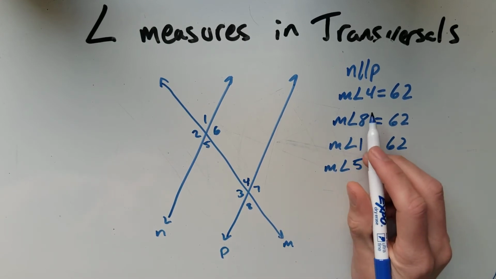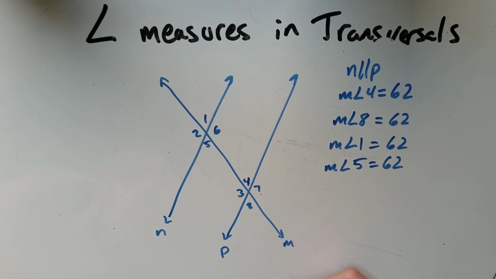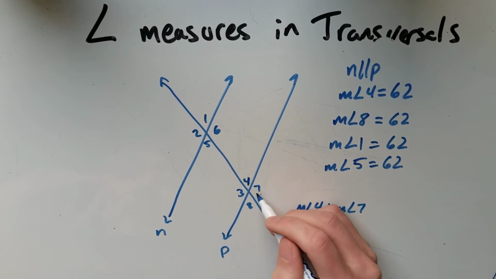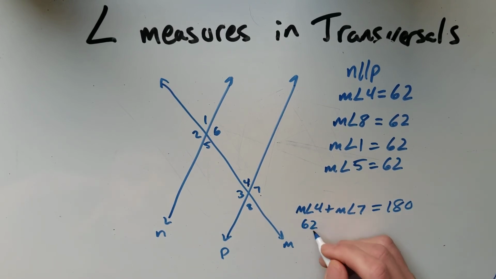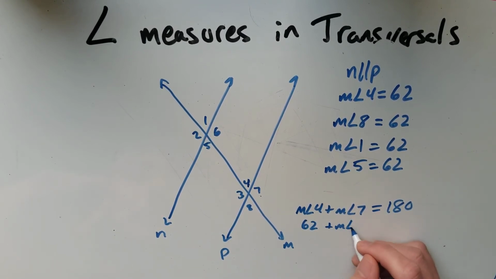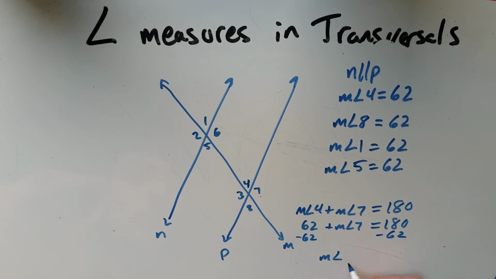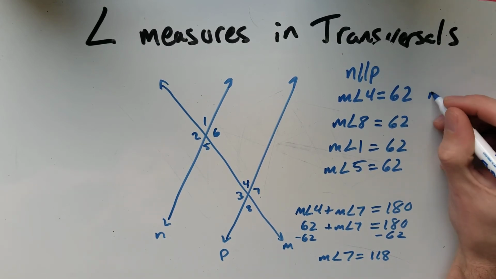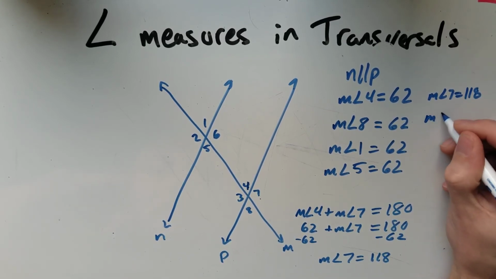And now if we know angle 4 was 62, let's say we want to find angle 7 here. Well, the measure of angle 4 plus the measure of angle 7, these are supplementary angles, they form the 180, should equal 180. The measure of angle 4 is 62. We don't know the measure of angle 7, and we're going to find it. So we're going to subtract 62, subtract 62, so the measure of angle 7 should be 118. So now we have the measure of angle 7 equals 118, and then from that we can find some other angles.